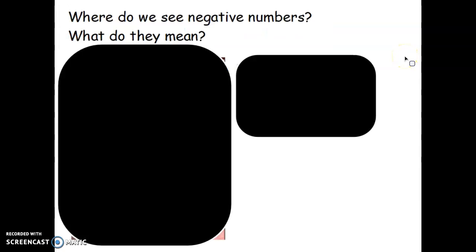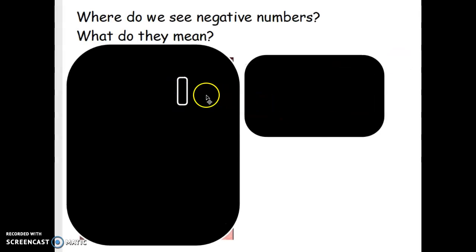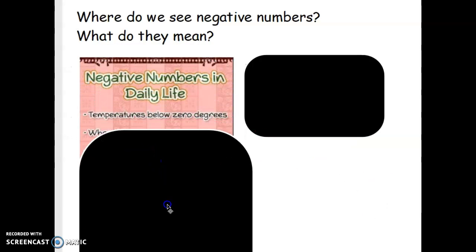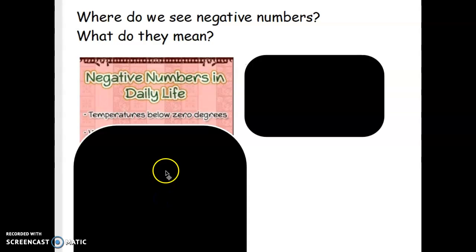So where do we see negative numbers in the real world? And what do they mean? Take a second and think to yourself where you have seen negative numbers. The most common answer is that you see negative numbers in temperature. That is correct. When temperatures are below 0, the number is reported as a negative number.